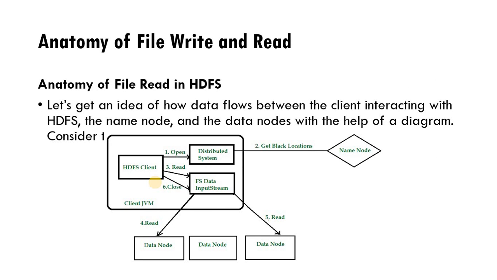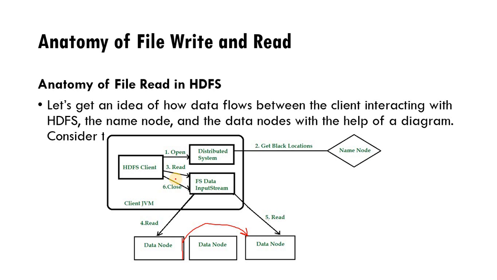So what happens is that when this block reaches the end, the FS input stream finds the best node. Suppose the best node is node number 3. It immediately calls read on that data node and continuously gives data to the client.